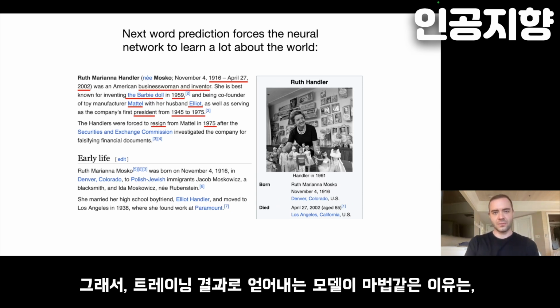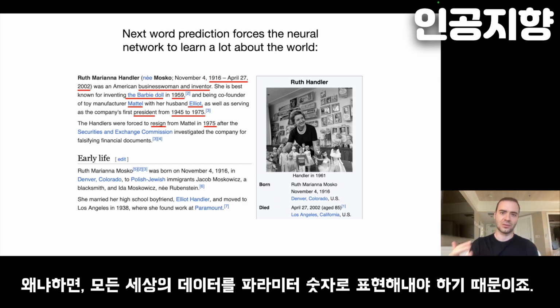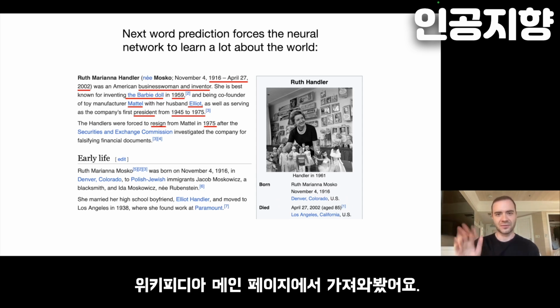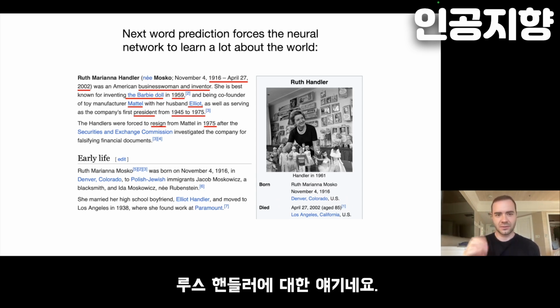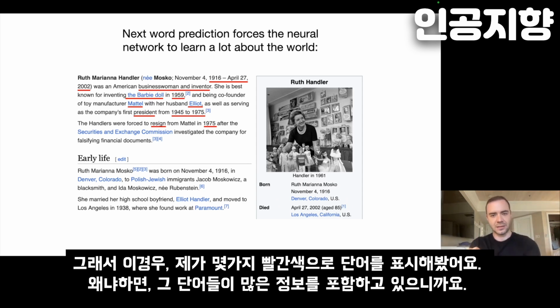Now, the reason that what you get out of the training is actually quite a magical artifact is that the next word prediction task, you might think, is a very simple objective, but it's actually a pretty powerful objective because it forces you to learn a lot about the world inside the parameters of the neural network. So here I took a random web page at the time when I was making this talk. I just grabbed it from the main page of Wikipedia, and it was about Ruth Handler. So think about being the neural network, and you're given some amount of words and trying to predict the next word in a sequence. Well, in this case, I'm highlighting here in red some of the words that would contain a lot of information.